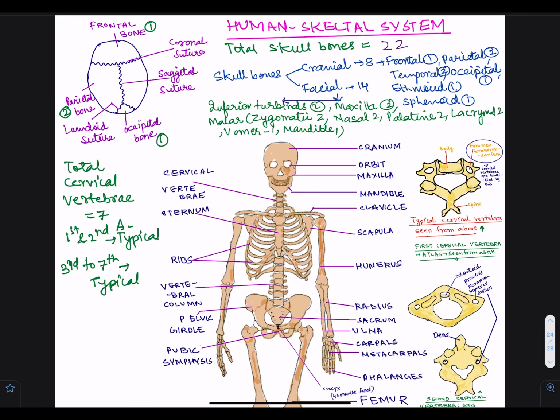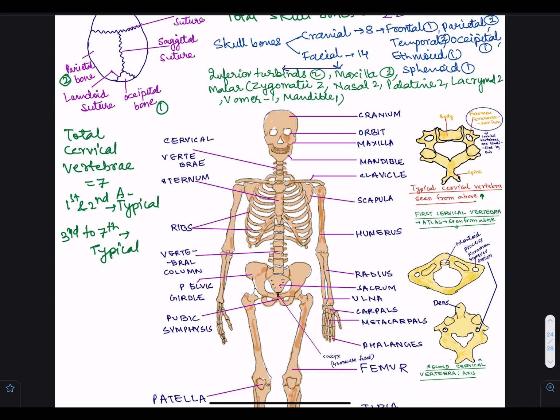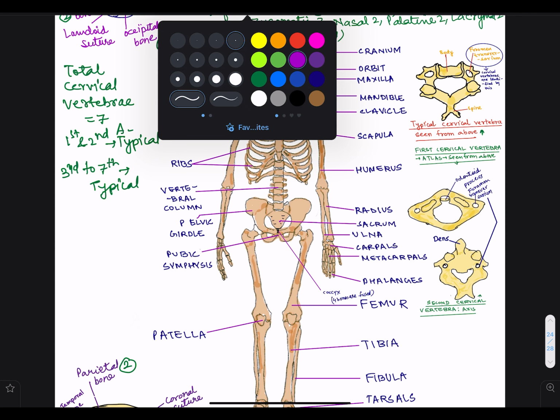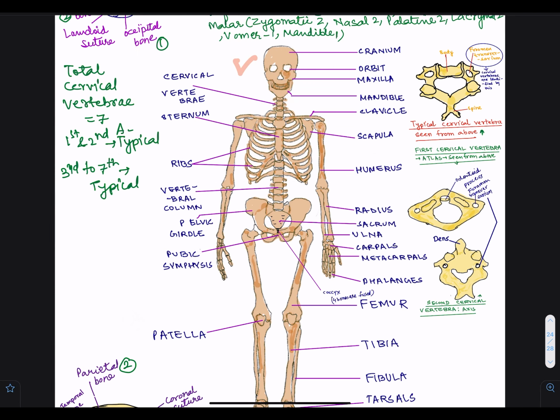Hello friends, this video is about the human skeletal system. So here we see in this diagram, this whole human skeleton. First we have a preview of this skeleton. Suppose we have a skeleton in front of us. First of all we need to decide which is the left side and which is the right side. So this will be the left side of the skeleton, this will be the right side.